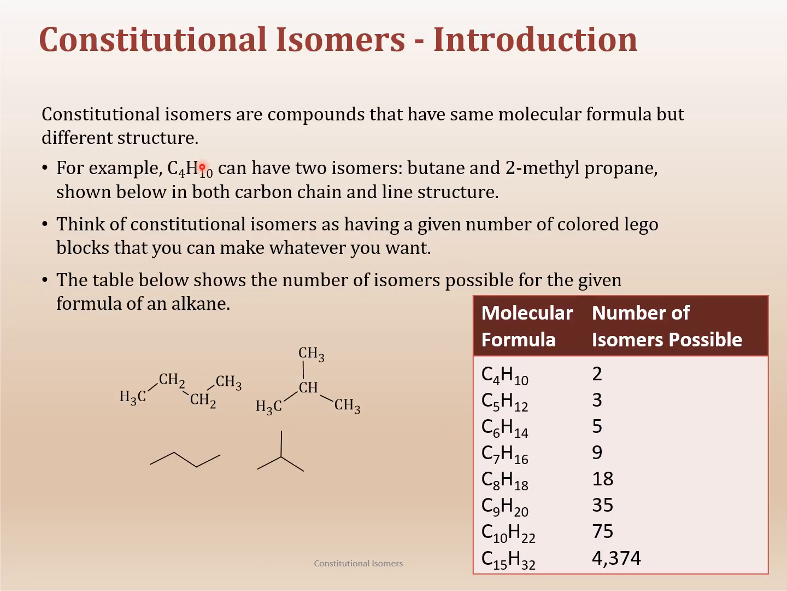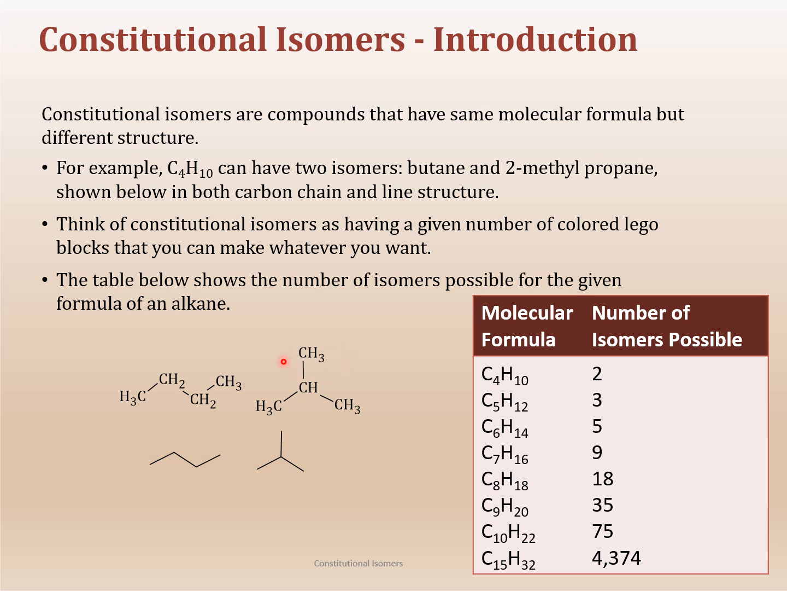Okay, so first of all, what are constitutional isomers? Constitutional isomers are compounds that have the same molecular formula but a different structure. So when you have a molecular formula given to you like C4H10, then you can combine or join the atoms in certain ways which may not have the same structure. For example, you can take the 4 carbons and put them in a chain like this, or you can put 3 carbons in a chain and have one branching out.